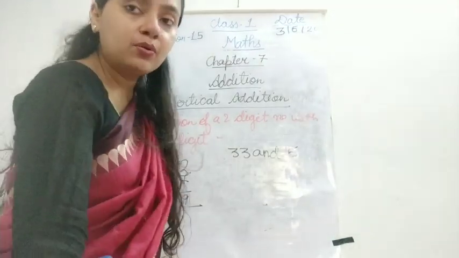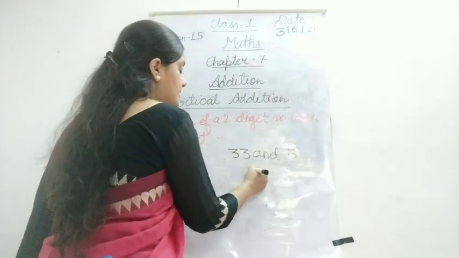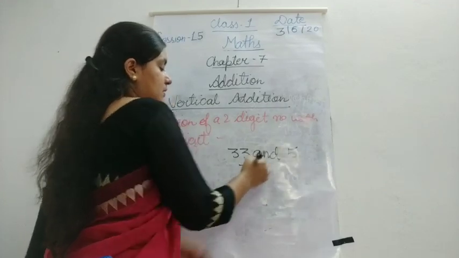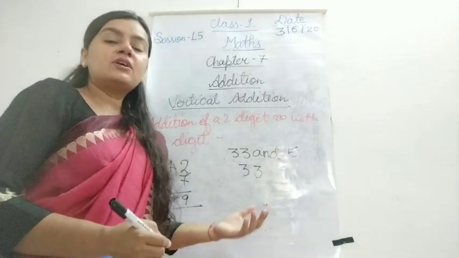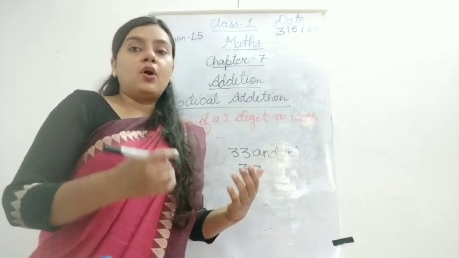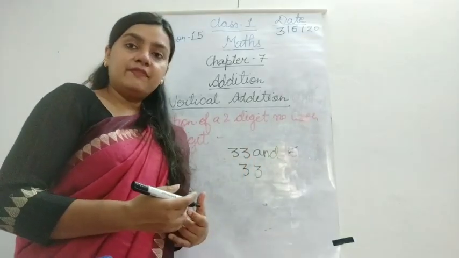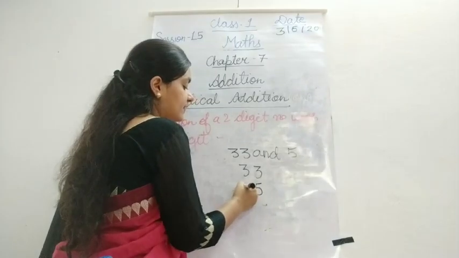Now what you have to do, whenever you are starting, suppose you are writing 33. So write down 33. Now you have to write down 5. Whenever you write down numbers downside, always start from the back side. Here 5 is written, so what will you do? You will write down 5.